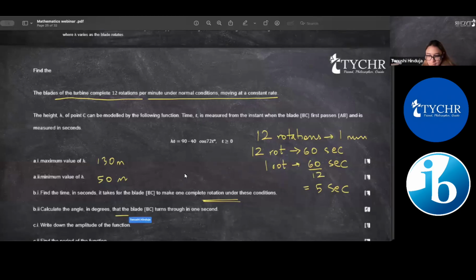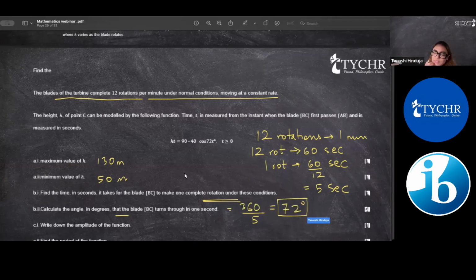Calculate the angle in degrees that the blade turns through in 1 second. So total angle that the blade has to travel through in one rotation is 360 degrees, and it's doing it all in 5 seconds. So all I have to do is do 360 divided by 5, which is 72 degrees. So it turns 72 degrees in 1 second. We have to write down the amplitude of the function. So amplitude is simply 40. You can see that's what's multiplied to the cosine function.